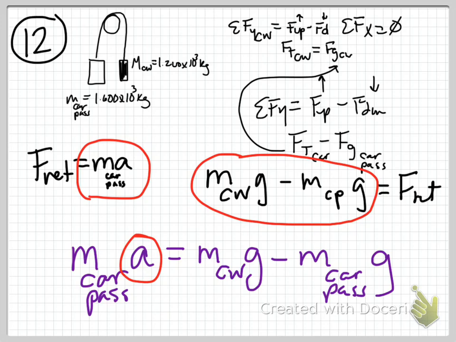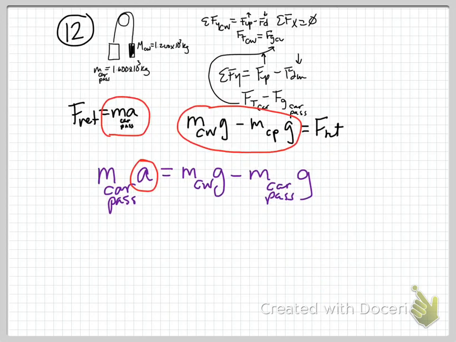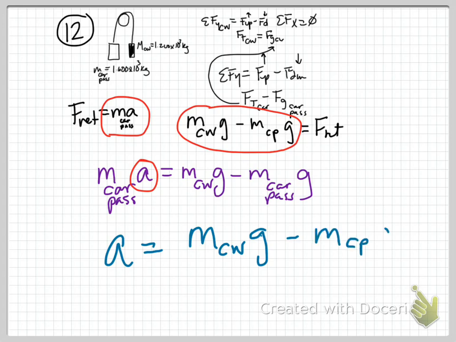So if I'm solving for acceleration, what do I do? Well, at this point, the algebra is fairly simple. Now let's see if I actually can get this right. So acceleration is equal to the mass of the counterweight times gravity minus mass of the car and passengers times gravity, divided by the mass of the car and passengers. So I'm looking at this. I'm thinking about the dimensional analysis.